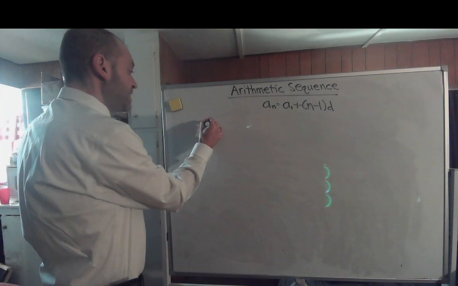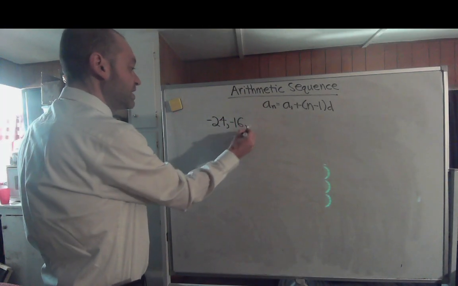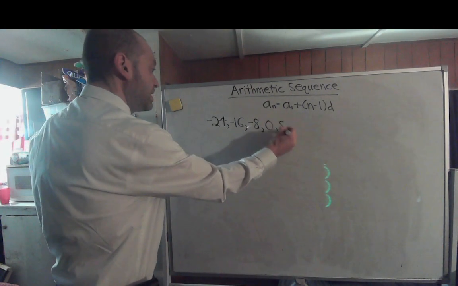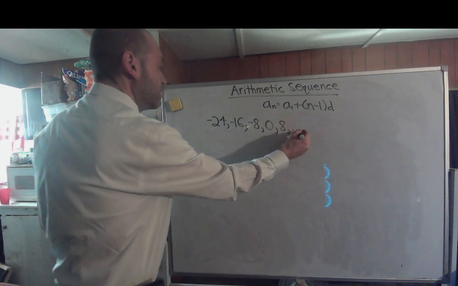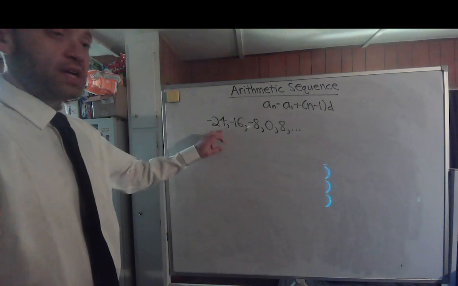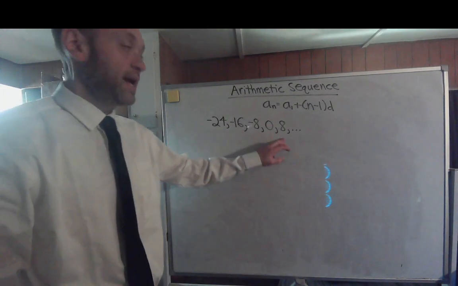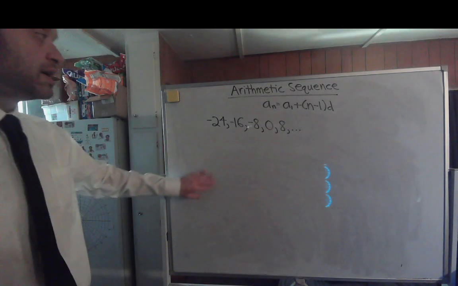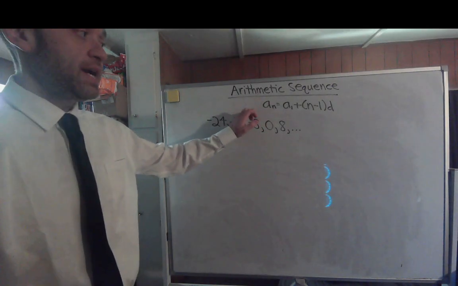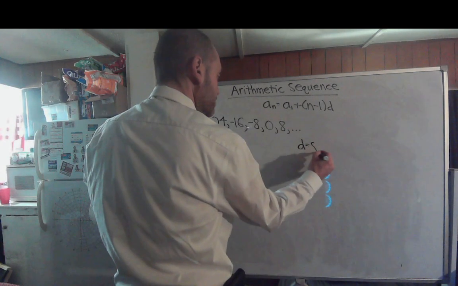All right. So let's see, I have -24, -16, -8, 0, positive 8, and it just keeps on going and going. So I have this sequence here, negative 24, negative 16, negative 8, 0, 8, and it just keeps on going and going. If we look between each and every single term, it goes up by 8. We're increasing by 8, so my common difference is going to be 8.